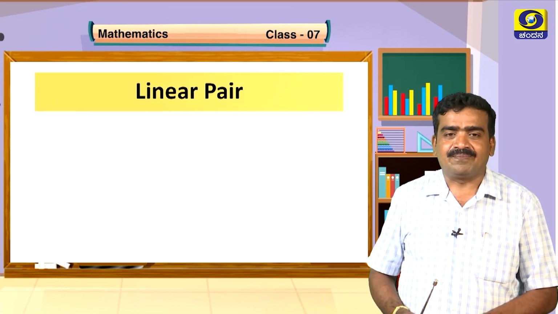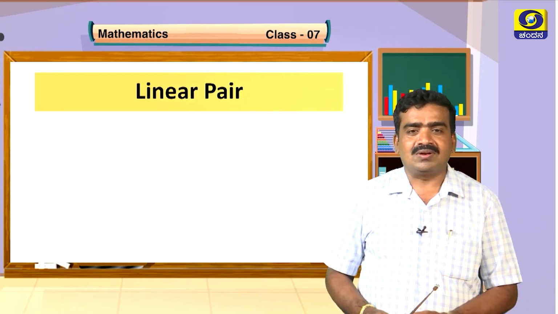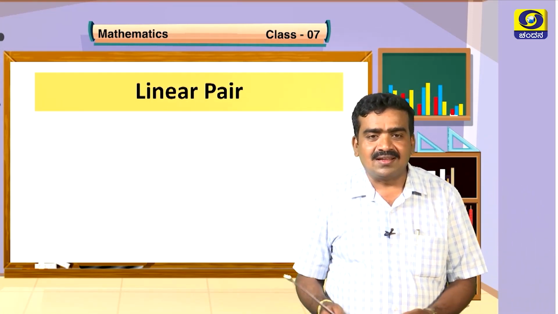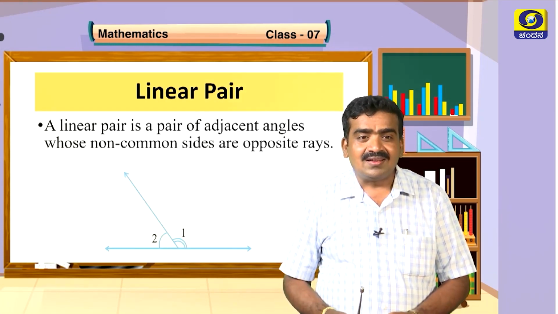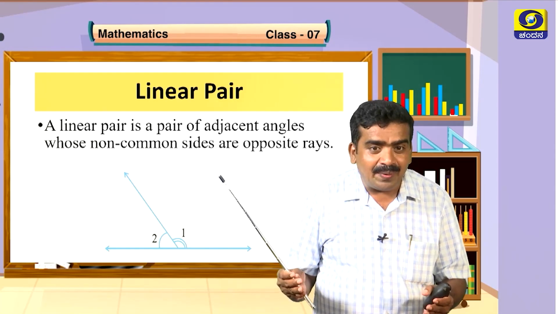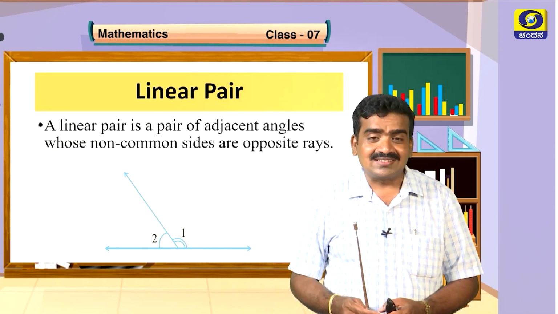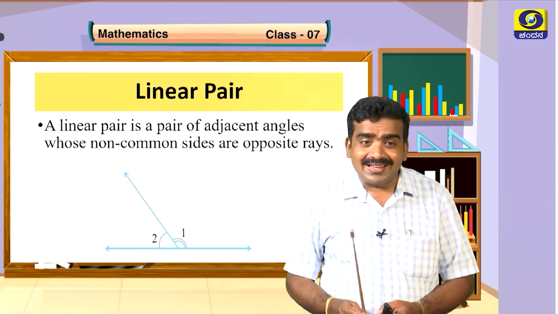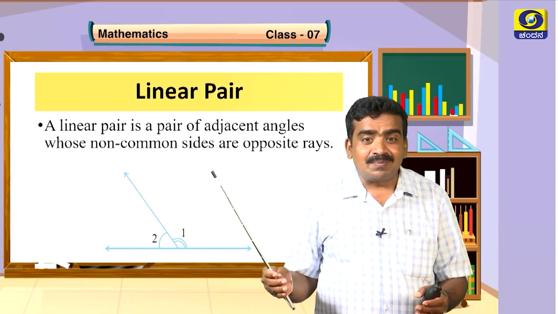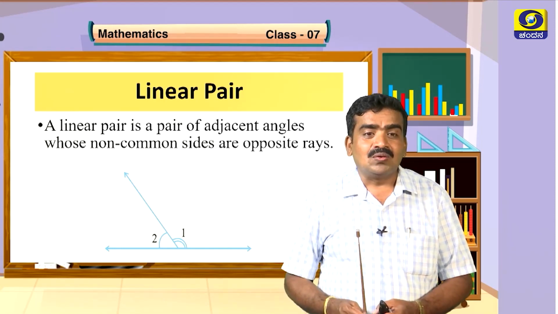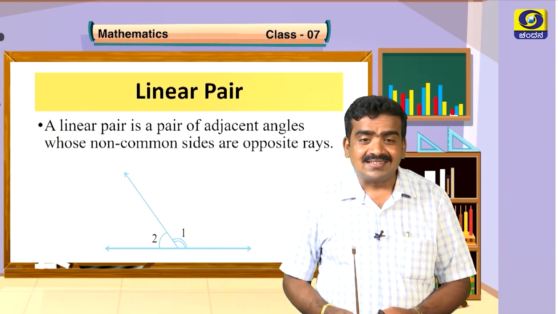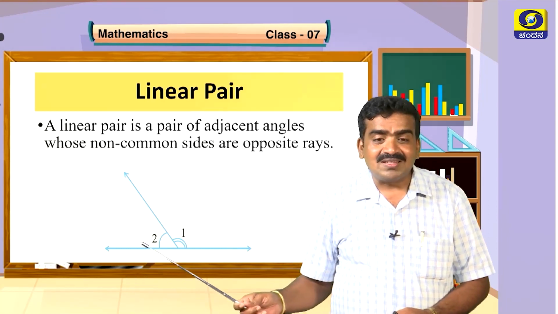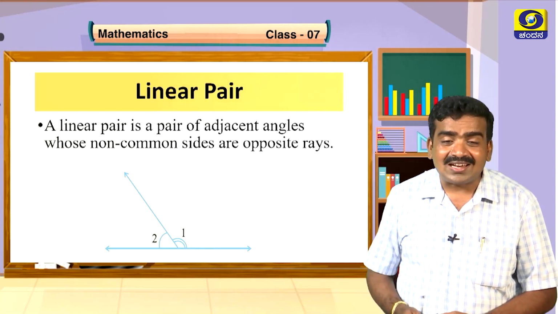My dear students, I already told you about linear pair. Let us learn about the linear pair. A linear pair is a pair of adjacent angles whose non-common sides are opposite rays. That means the non-common sides form a straight line.